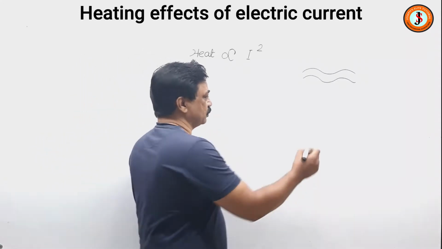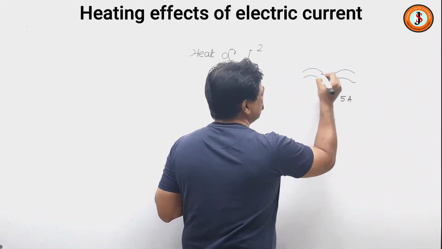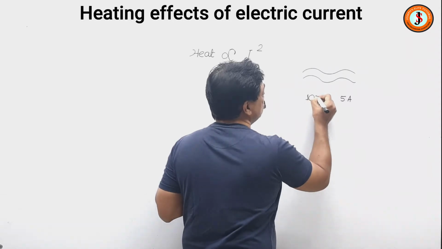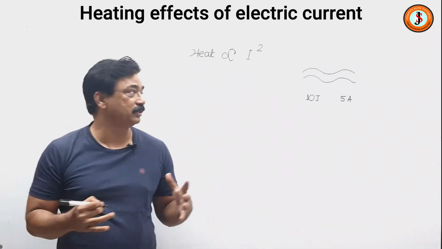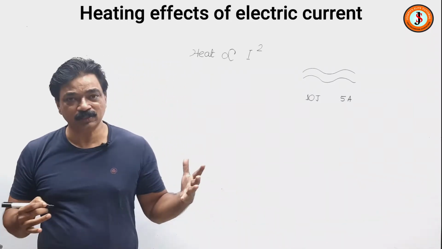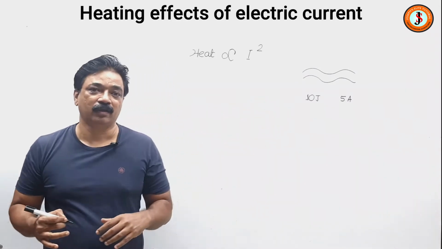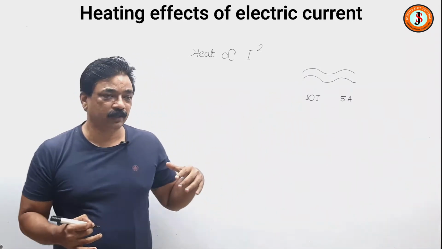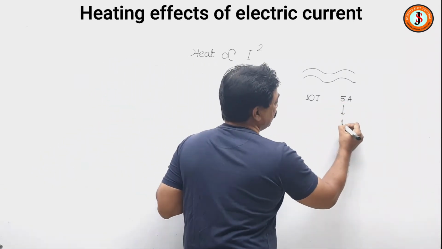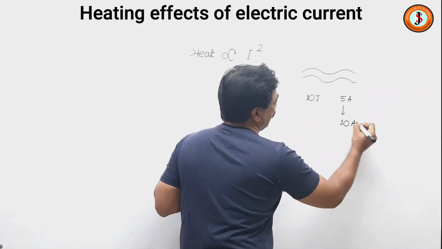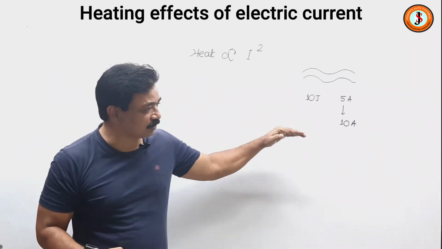Suppose there was 5 amperes of current flowing, and 10 joules of heat was being produced or recorded in this conductor. Now we change the electrical source and pass more current, we double the current. That means now 10 ampere of current is flowing. So what will happen to the heat now?